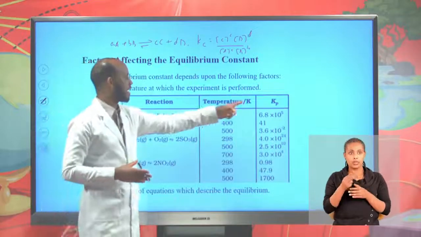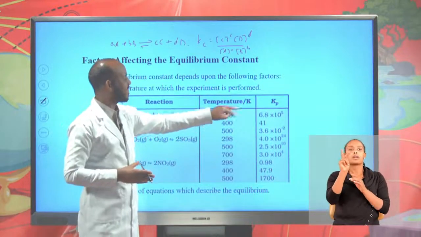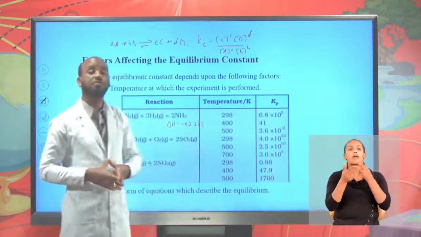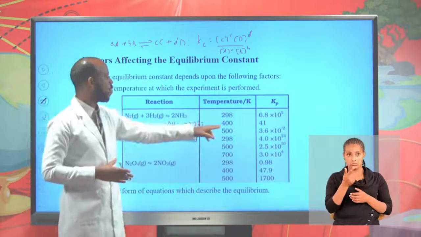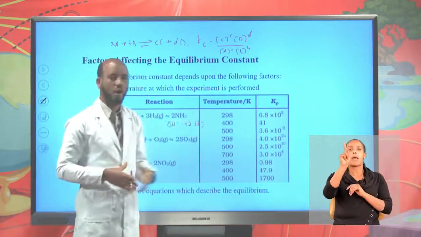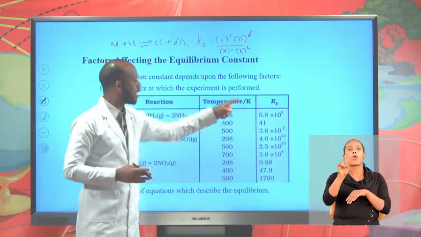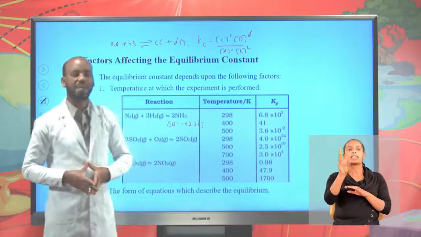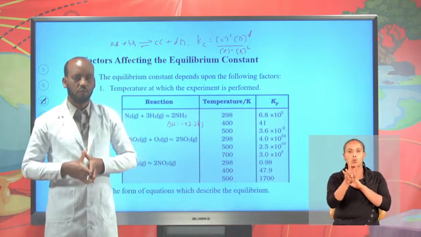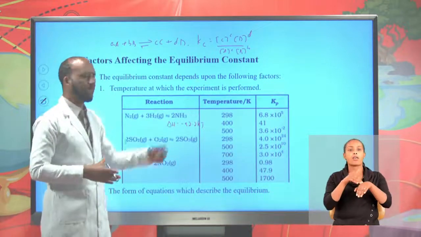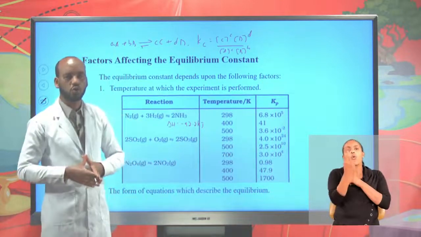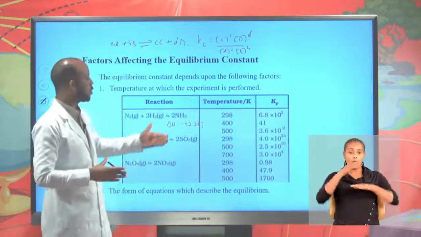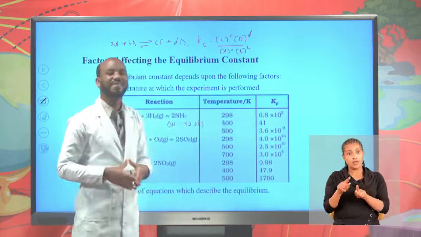Look, temperature in Kelvin: at 298 Kelvin, Kp is 6.8 times 10 to the power of 5. At 400, Kp is 41. At 500 Kelvin, Kp is 3.6 times 10 to the power of minus 2. Therefore, a reaction at equilibrium has only one equilibrium constant at a given temperature. Equilibrium constants Kc depend on temperature.